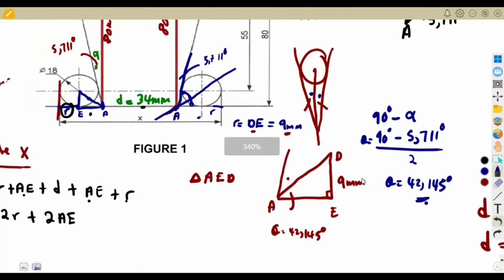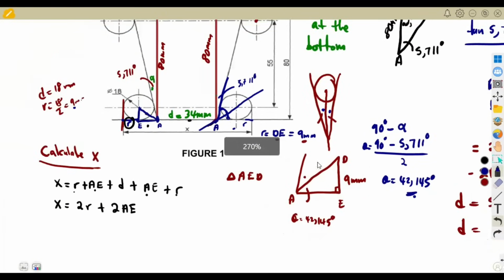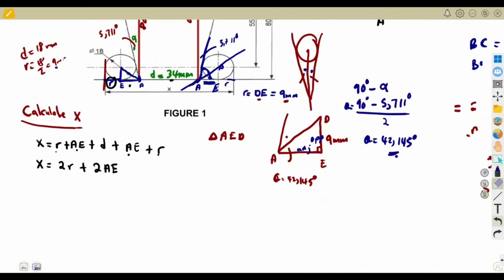Now that we have got this theta, what's the purpose of finding theta? It is because we want to calculate AE. To calculate AE, we can see this is our adjacent from a right angle triangle, and this is opposite. So we can go back to our trigonometrical ratios, where opposite and adjacent is tan.